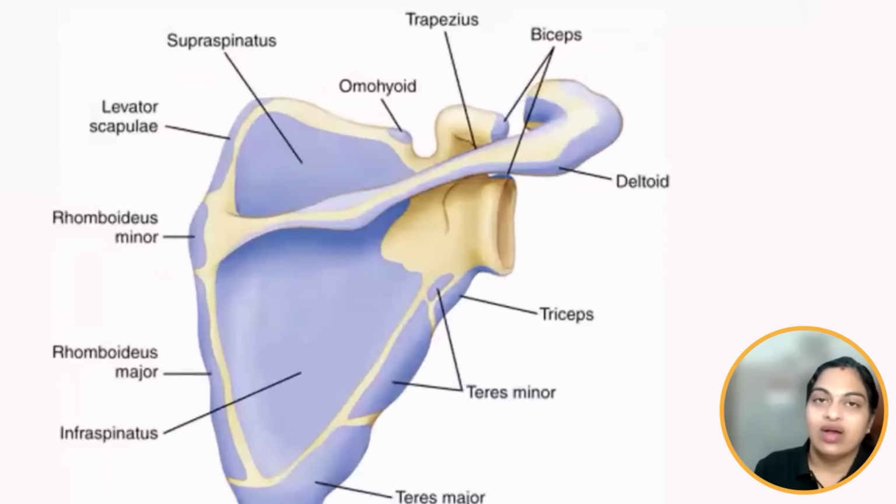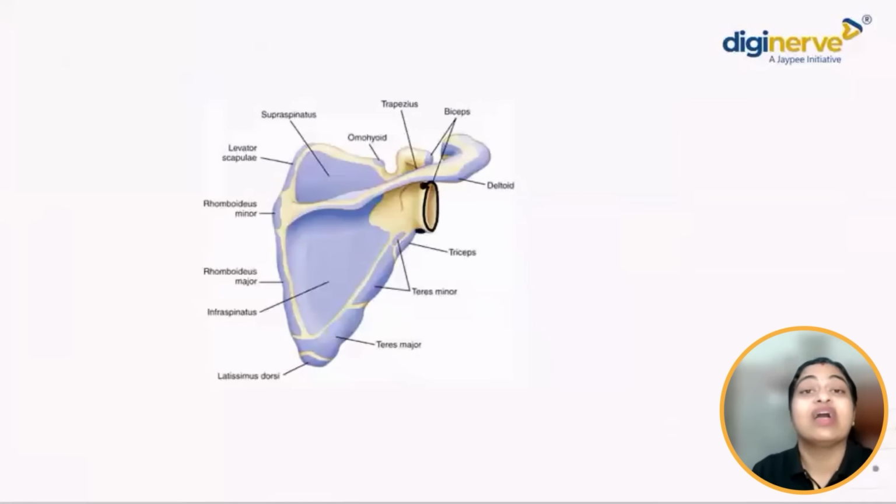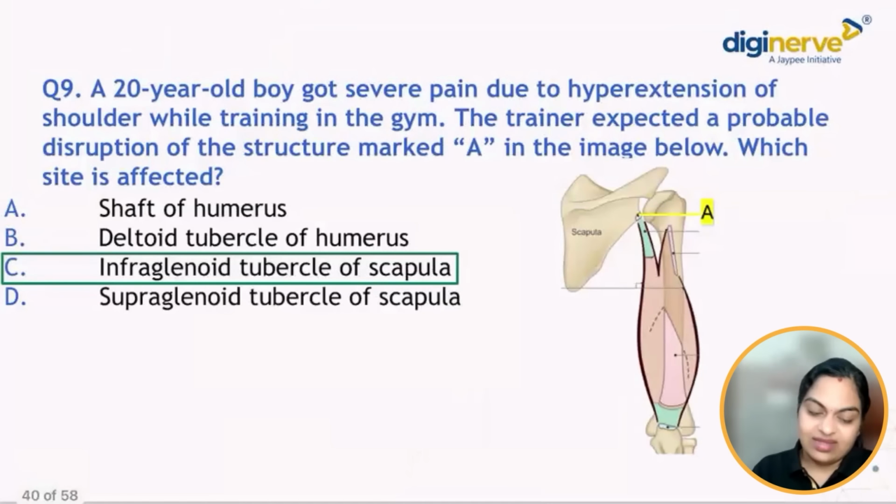So here, an image showing the dorsal surface of the scapula. The glenoid fossa is here. And supraglenoid tubercle, long head of biceps. Infraglenoid tubercle, the long head of triceps brachii. So this is the right answer.